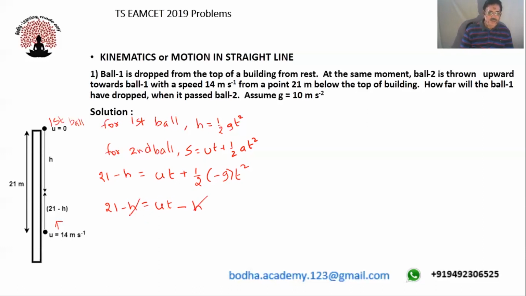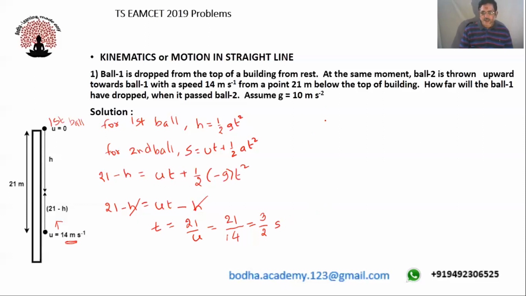So minus h can be cancelled on both sides, and you'll get t is equal to 21 by u. The value of u in the problem is given as 14 meters per second, so 21 by 14. On simplification, with 7 table we can cancel off, so we'll get 3 by 2 seconds. So the time taken for both balls to collide is 3 by 2 seconds.